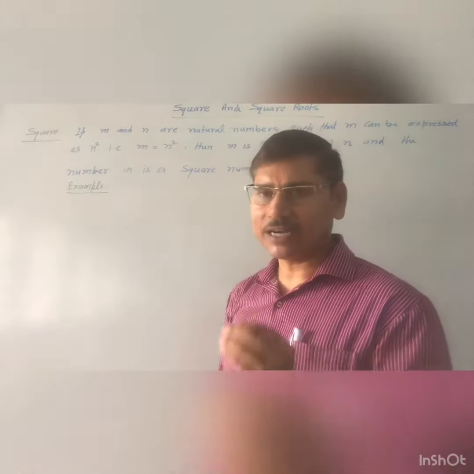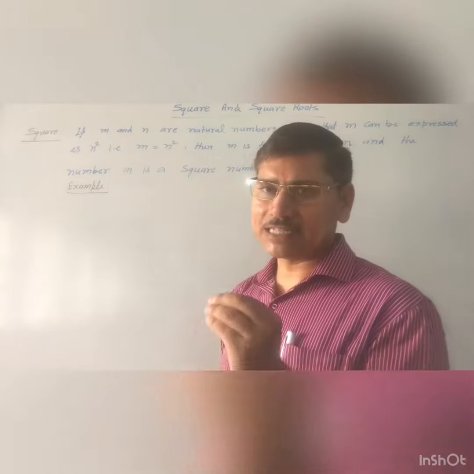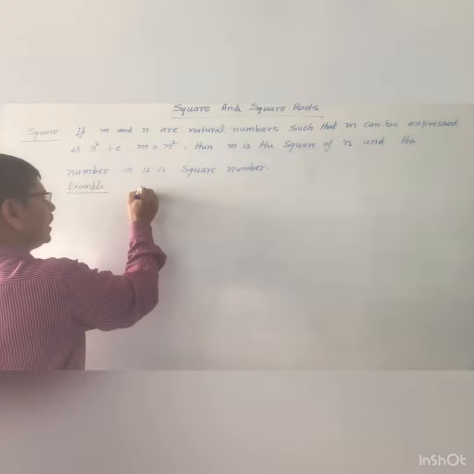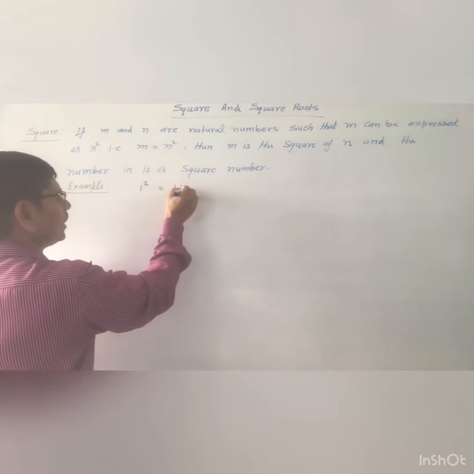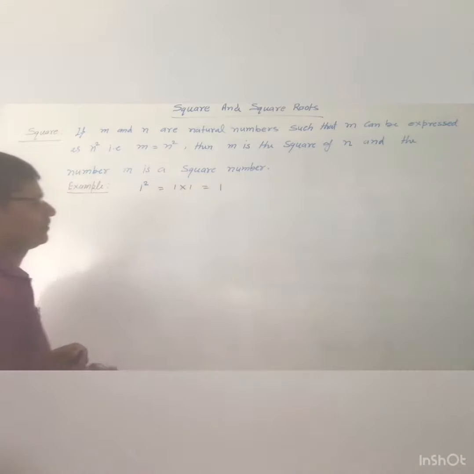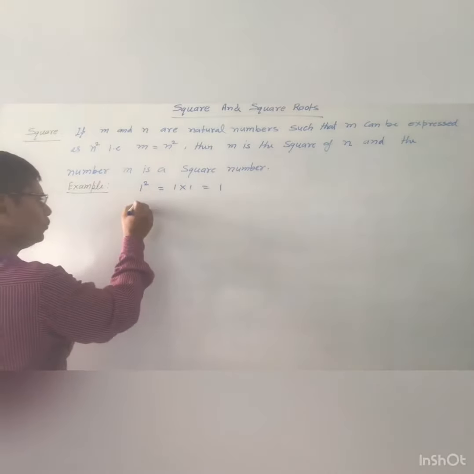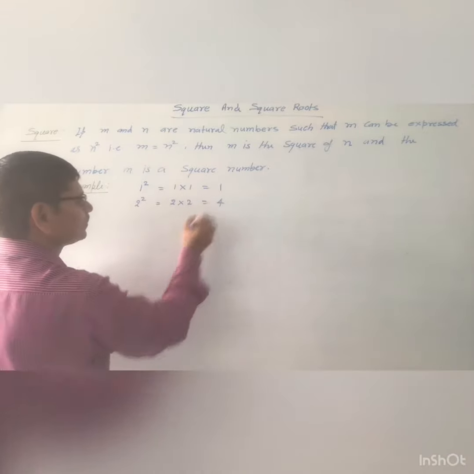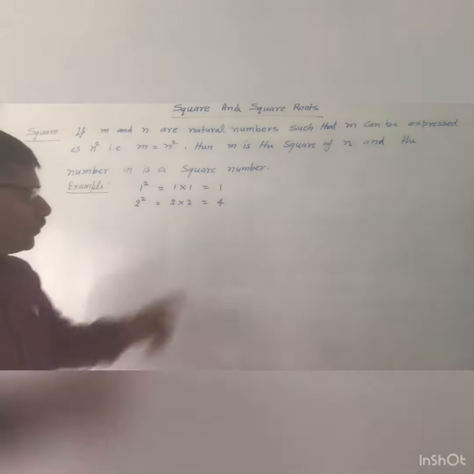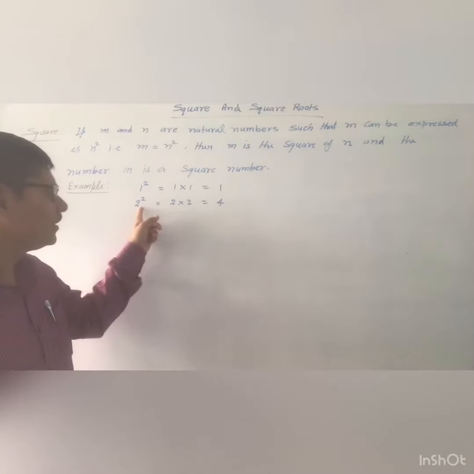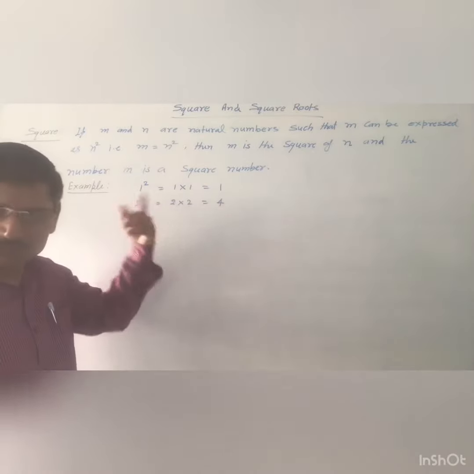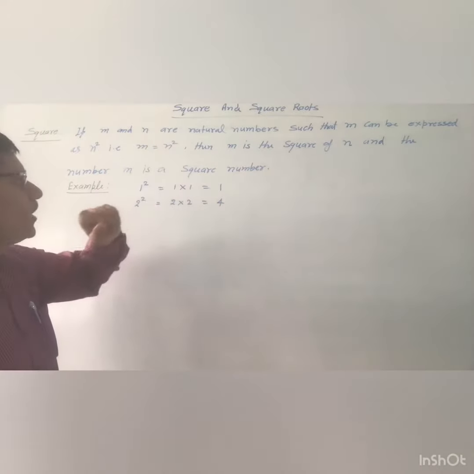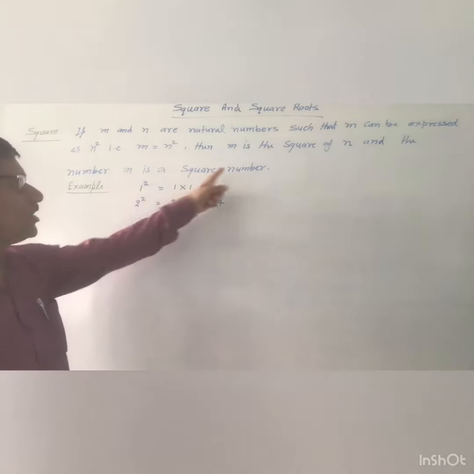Clear? Not clear? Now let us understand it with an example. That is 1 square equal to 1 into 1, that is 1. Okay? 2 square equal to 2 into 2, that is 4. So 4 is the square of 2. 1 is the square of 1. So according to this, m equal to n square, and m is the square number.